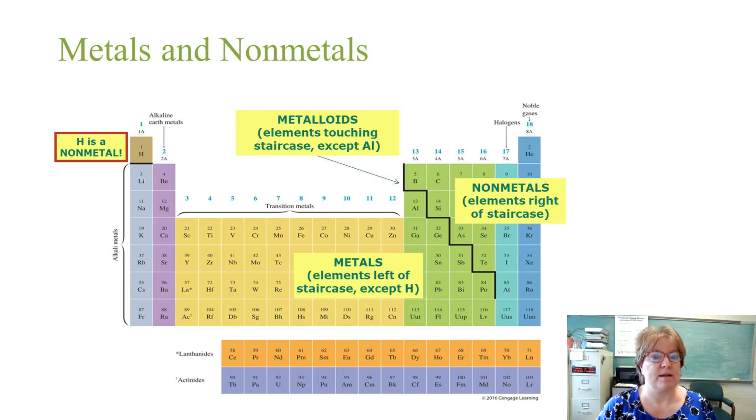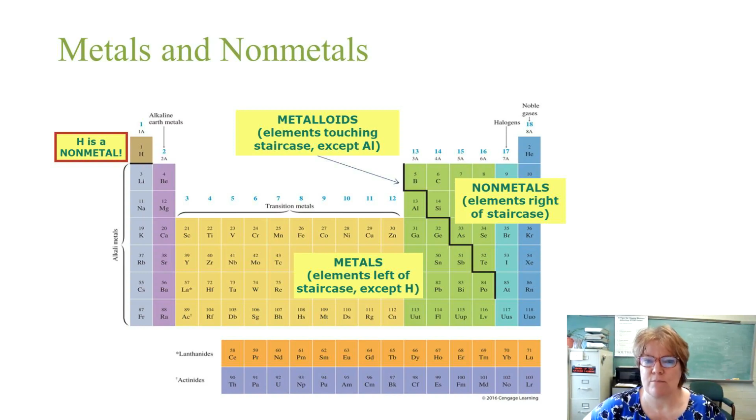Aluminum is straight up a metal, so you just have to memorize that one. Germanium could be classified as a metal or as a metalloid. So if I'm only breaking it up into metals or nonmetals, I'll call it a metal. But if I say metal, metalloid, or nonmetal, then you'd say it's a metalloid.